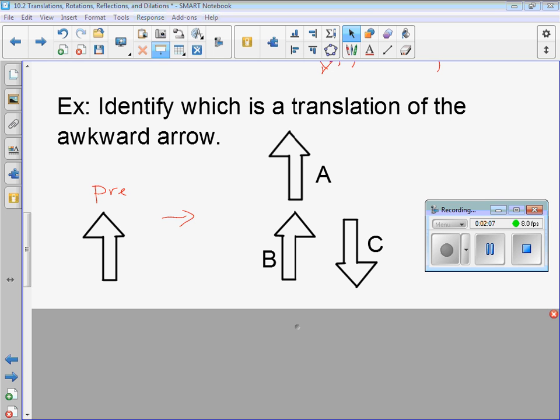But anyway, over here on the left-hand side is a pre-image. And over here on the right-hand side are three choices that represent what could be a translation. Two of them are not translations. There are some other type of transformations. So let's take a look and see if you can identify which one they are. Come back and check your answer.